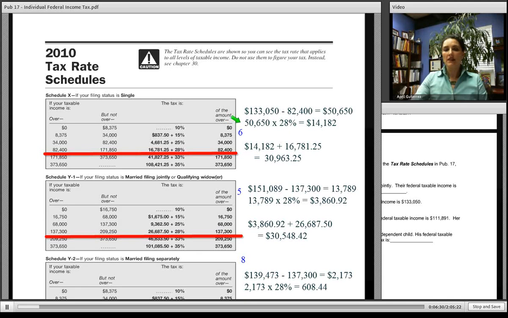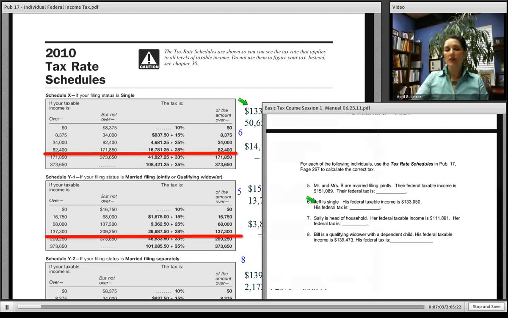We then add $14,182 to the number appearing on the tables, $16,081.25. Now, you might be asking, where do these numbers come from? Well, these numbers are, in fact, all of the tax calculated on the first $82,400 of income for that filing status. So this amount of tax has been calculated on $82,400, and we're going to add the tax on $82,400 to the tax on the difference between $82,000 and what they actually made. When we're all done, we end up with $30,963.25. Next in the Session 1 manual, we come to problem number 7.